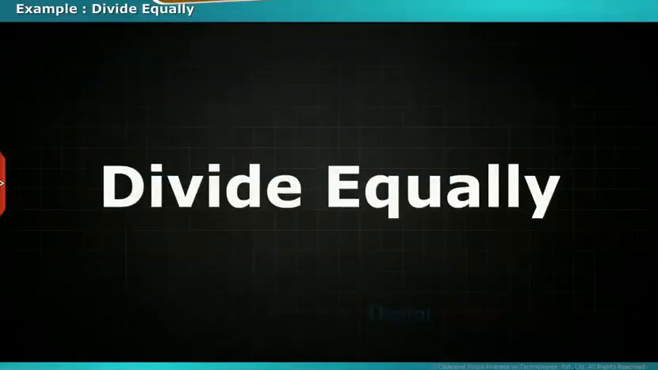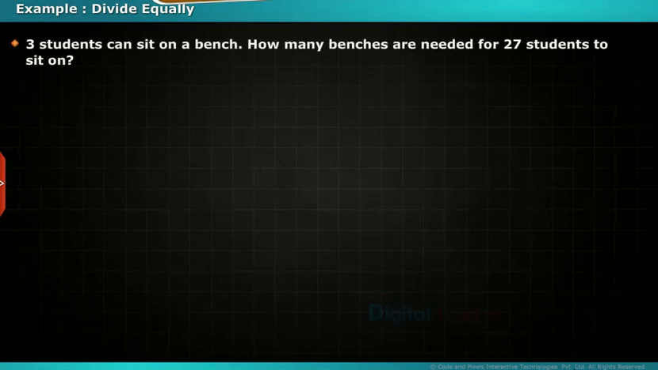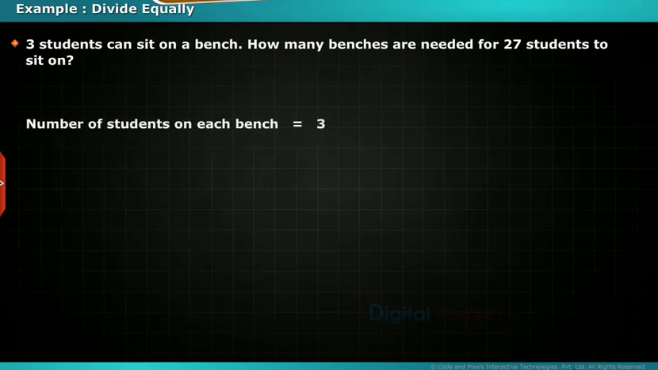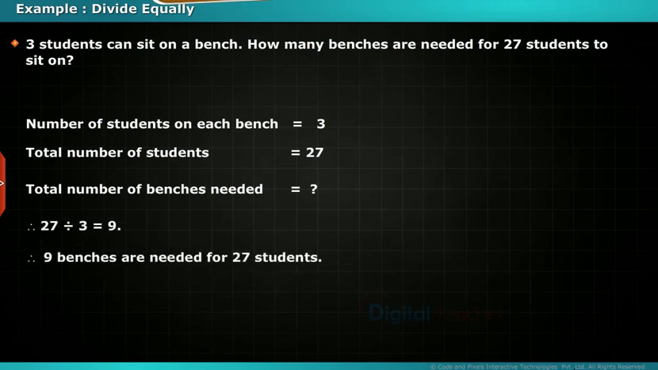Let us take an example on divide equally. For example, if 3 students can sit on a bench, how many benches are needed for 27 students to sit on? Here, students who can sit on each bench is equal to 3. The number of students is equal to 27. It is very easy. We can get the answer by dividing the number of students by the students who can sit on each bench. Therefore, 9 benches are needed for 27 students to sit on.